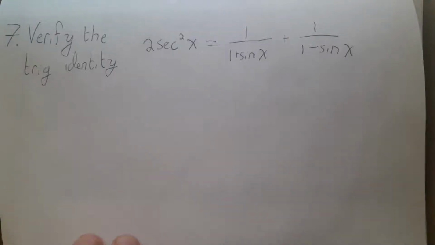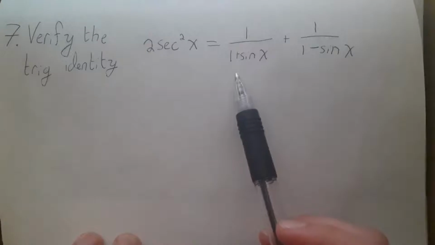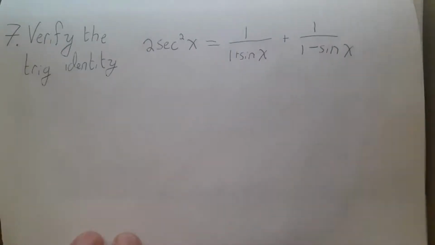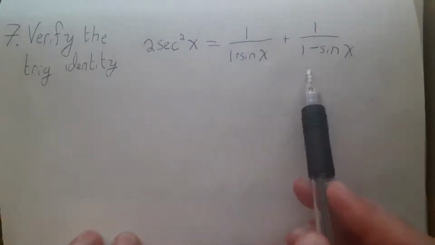This is problem 7 of the Chapter 5 review worksheet. We're asked to verify the following trig identity: 2 secant squared x equals 1 divided by 1 plus sine x plus 1 divided by 1 minus sine x. The first step here will be to combine these two fractions.